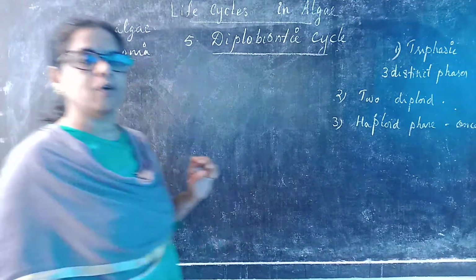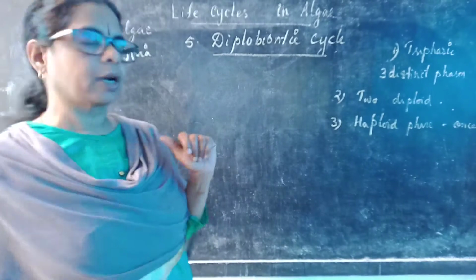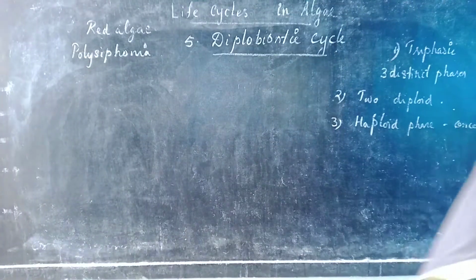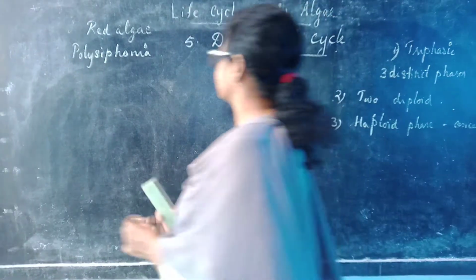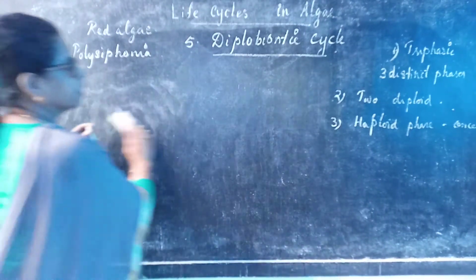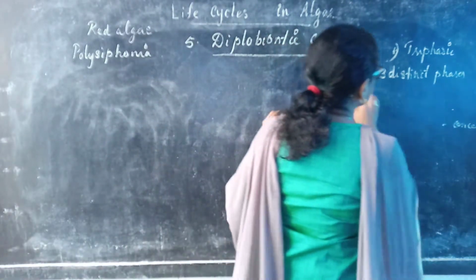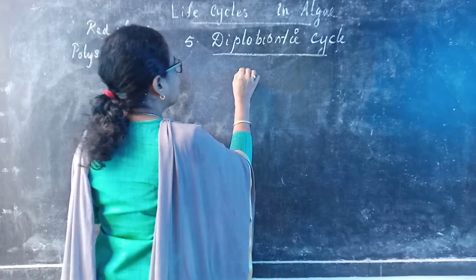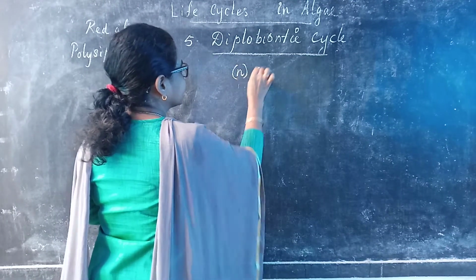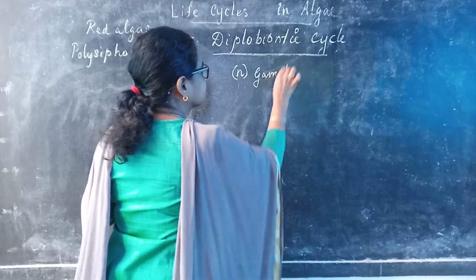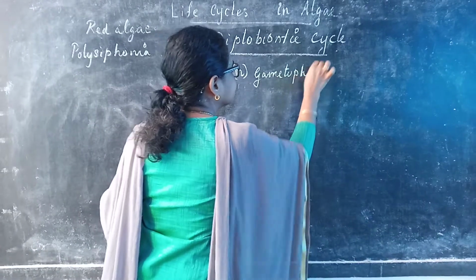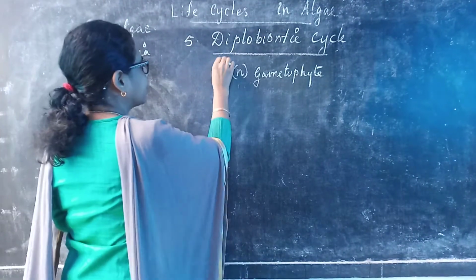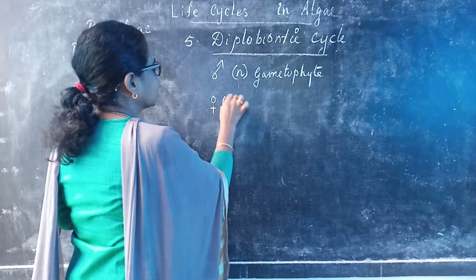Rhodophyceae. So Polysiphonia is a red algae or a Rhodophyceae member, and it exhibits the most complicated life cycle among algae, and it is diplobiontic type. So we can start the life cycle from the gametophyte. So haploid gametophyte. And here the gametophyte is dioecious. That means there are separate male and female gametophytes.